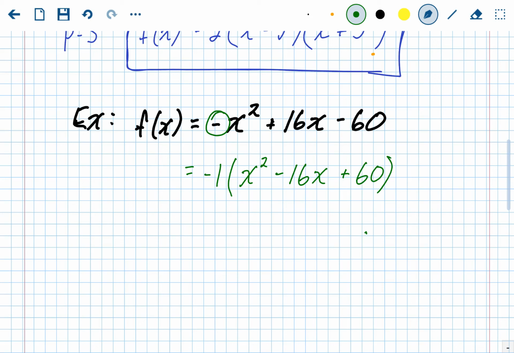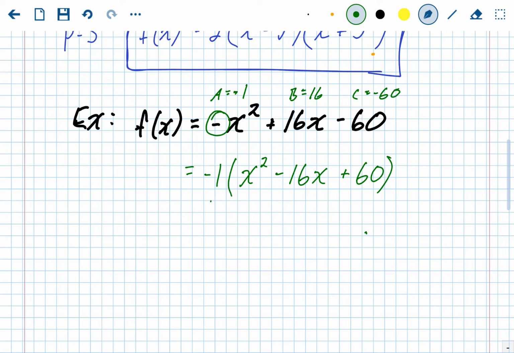Okay. Now again, think about your A, B, and C values. The A value in the standard form was negative 1. The B value in standard form was positive 16, and the C value is negative 60. Okay. The only thing that has to stay the same is that A value, so that negative 1 has to be in front in factored form, and it is.